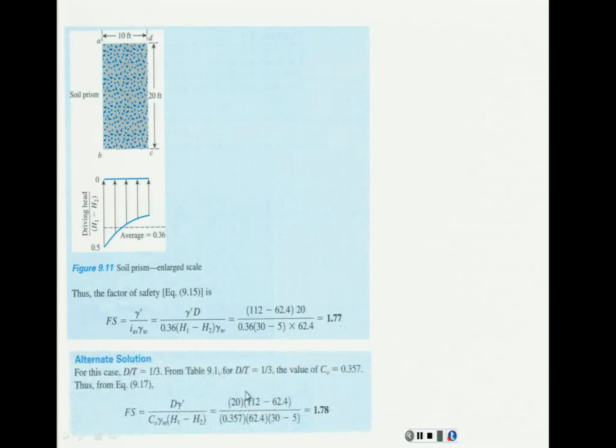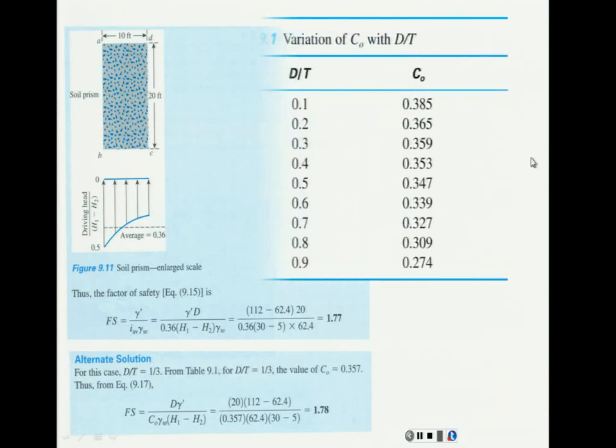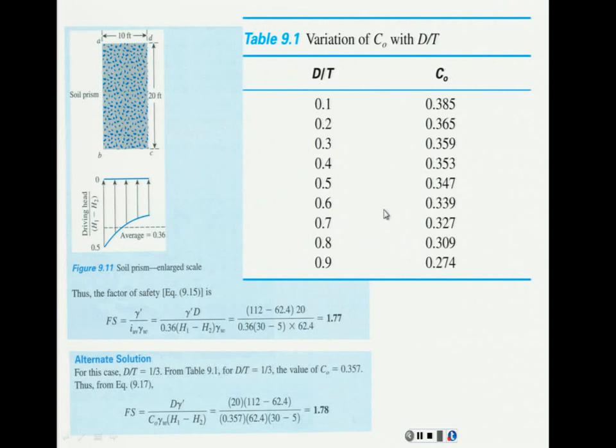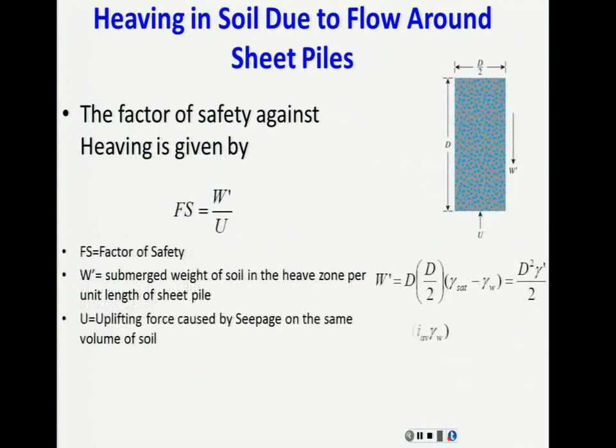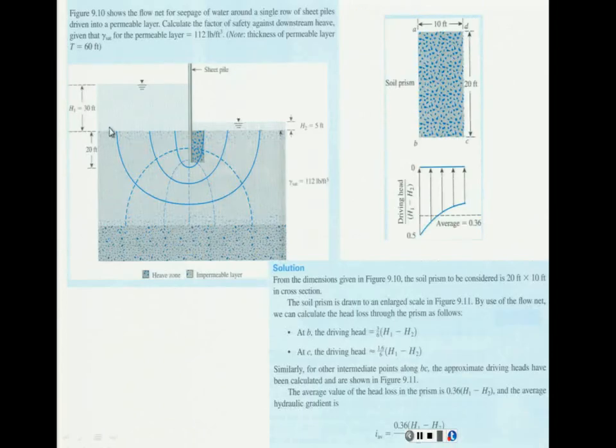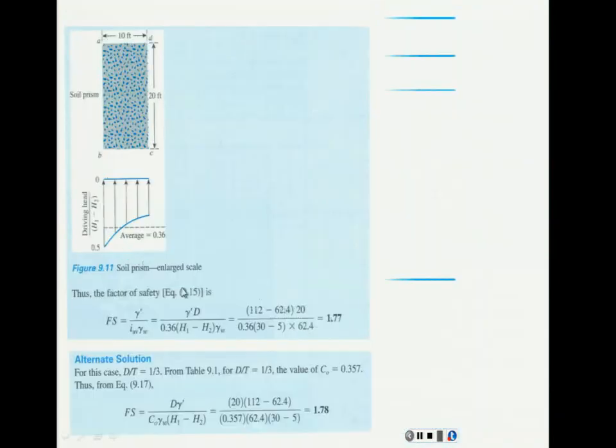Now, you can use table 9.1 in the book. This is the table 9.1 in the book. Basically what you do is you calculate this value, D over T. T is the depth, this T, where I am. From here to the impermeable layer, that's T. D over T, that's what we are doing.